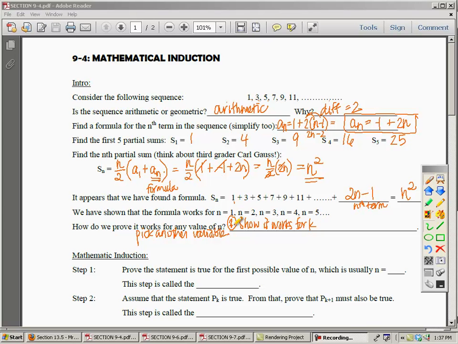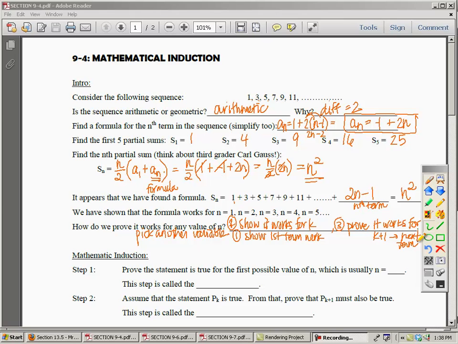Actually, I'm going to call that number 2. Number 1 is show that it works for the first term. Then 2 is show that it works for K. And then 3, prove it works for k plus 1. This seems odd, I know, which is the next term.